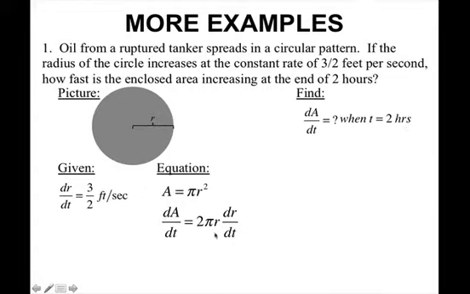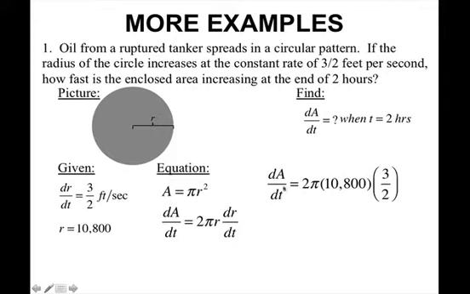So I need to find out what the radius is going to be after 2 hours. Well, if the radius is growing at 3/2 feet per second, and if the radius started at 0 when t equals 0 hours, we can figure out that the radius is 10,800. So I can go ahead and plug in what I have, do some simplifying to get 32,400 pi feet squared per second.